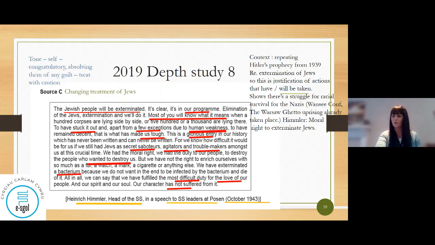You can mention those in the context of what's going on. Himmler believing that he has the moral right to exterminate the Jews as well.